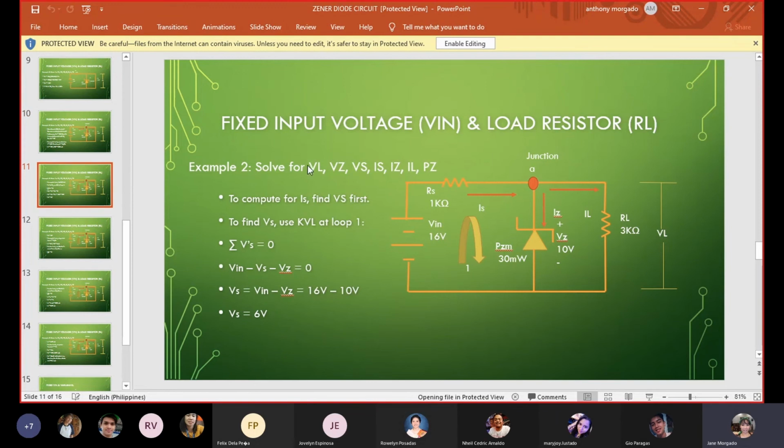Next, to compute for IS, find VS first. So, hanapin natin ano ba itong VS. Madali lang naman, di ba? Kasi, we will have a loop here. Okay? So, this is already 10, 16. So, of course, the difference of that would be equal to 6. Kasi the supply is 16. So, that's the highest voltage. That's the supply. Okay? Minus VS minus VC. With VC equal to 10 and supply of 16. So, VS, the voltage across RS is equal to 6 volts. Okay, 6 volts.